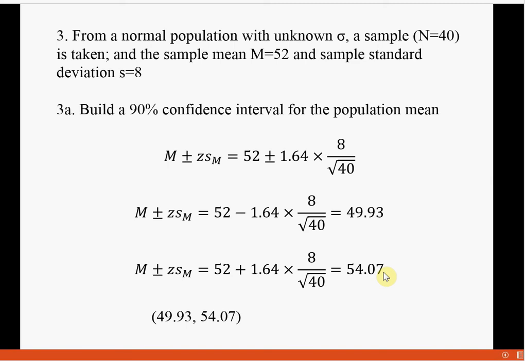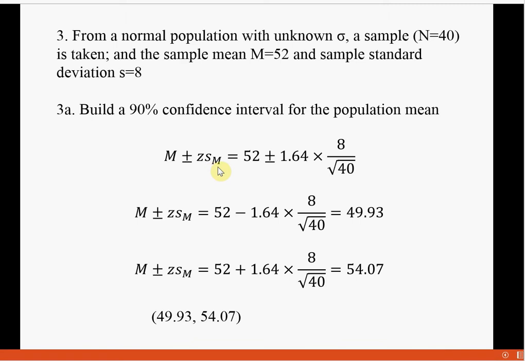Question 3. From a normal population with unknown population standard deviation, a sample size 40 is taken, and the sample mean is 52, and the sample standard deviation is 8. Now we do not know the population standard deviation, but the sample size is large enough, so we can still use z-score, but we'll have to use sample standard deviation to calculate an estimated standard error.